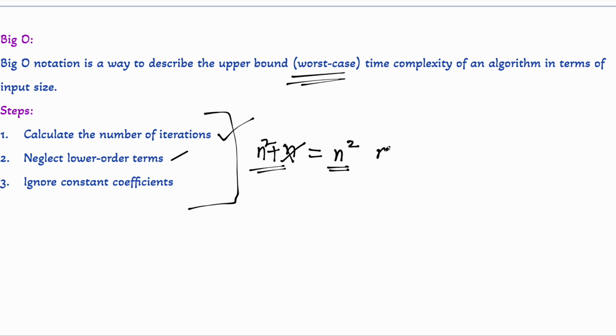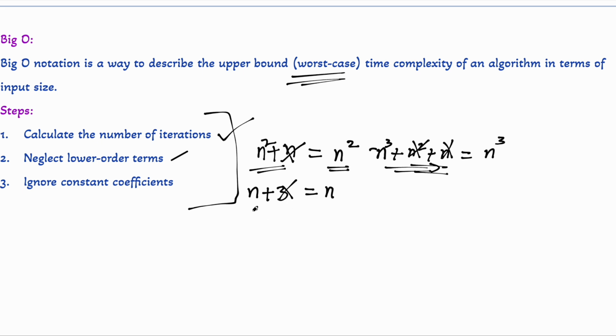And let's say if we have n cube plus n square plus n, the big O notation for this one equals n cube. I will ignore this one and this one as lower order terms. And the third step is that we will ignore the constant coefficients. Let's say n plus 3 is the number of iterations. We will ignore the constant and it will become n only.